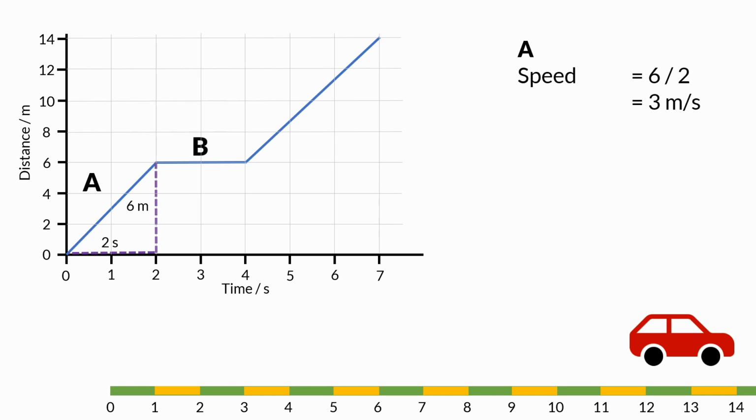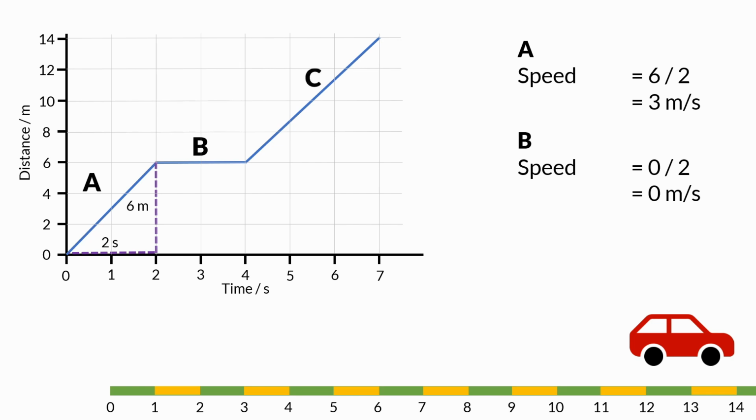This middle section, B, well, there was no rise. The run was 2 seconds, from 2 to 4, but there's no rise. So the speed is 0 over 2, 0 meters per second. So if we see a distance time graph with a horizontal section in it, as we do here, we know that that object was stationary at that point.